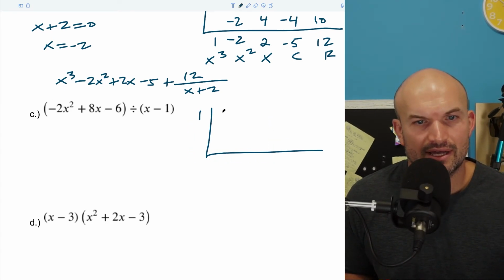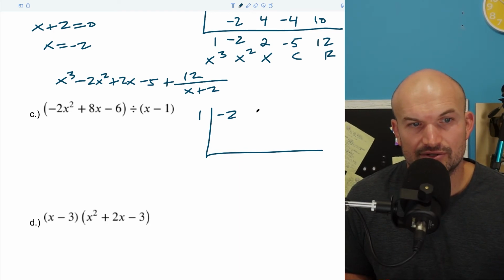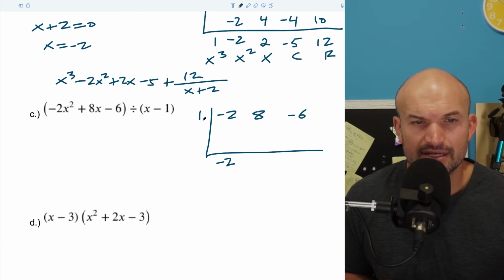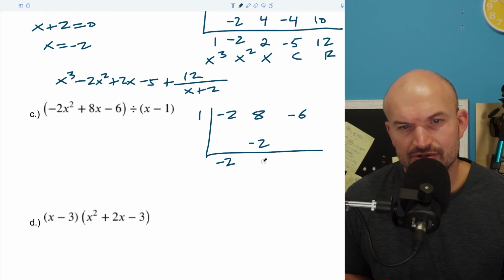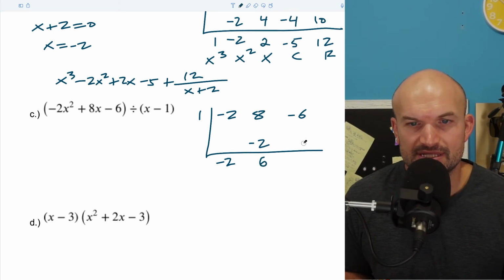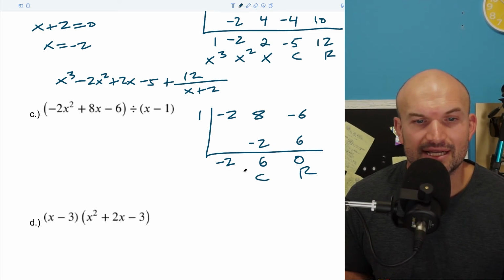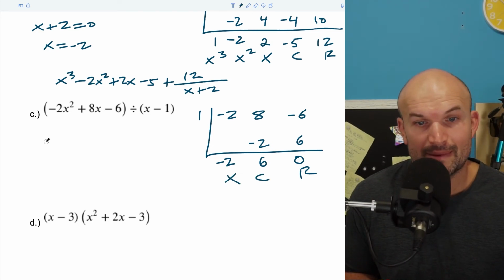Okay, so what I'll have here is a negative 2. I have an x and a negative 6. That's good. So I'll do an 8 and a negative 6. Okay, bring down the negative 2. Negative 2 times 1 is going to be a negative 2. 8 plus negative 2 is going to be a positive 6. 6 times 1 is going to be 6. So therefore that's 0. So that's my remainder, my constant, and my linear term. Therefore my answer in this case is a negative 2x plus 6.